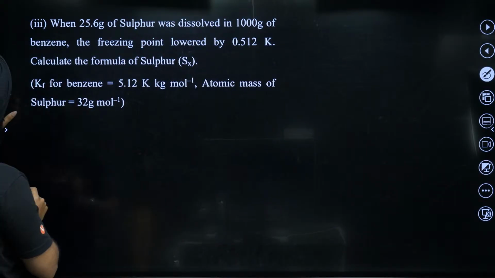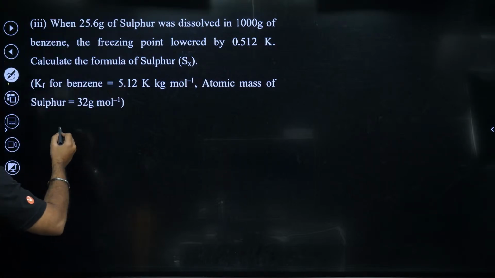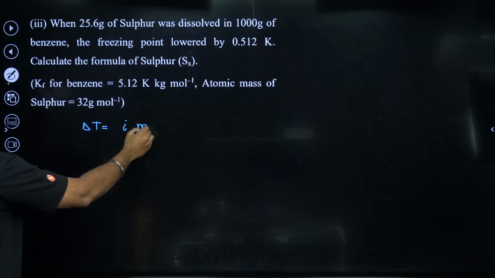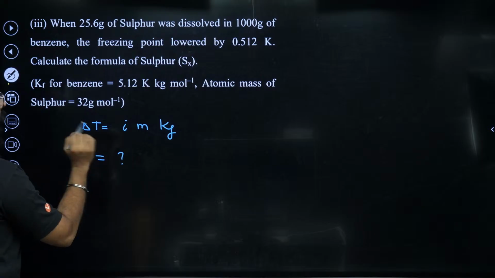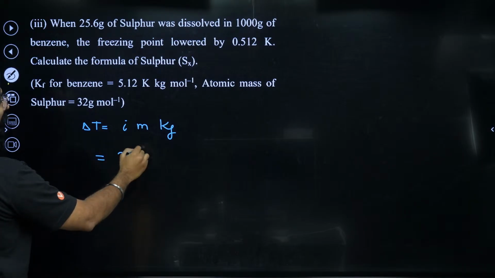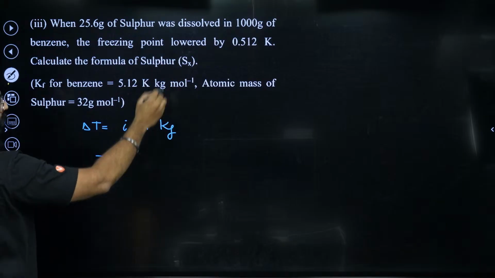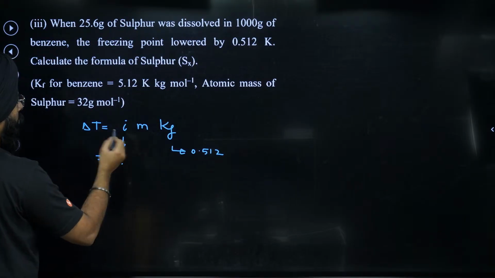Yes. So what will we do over here? Once again, delta T is equal to i into molality into the cryoscopic constant. So i is something that we have to figure out. Molality we can calculate from the given data, and the cryoscopic constant is given as 0.512.